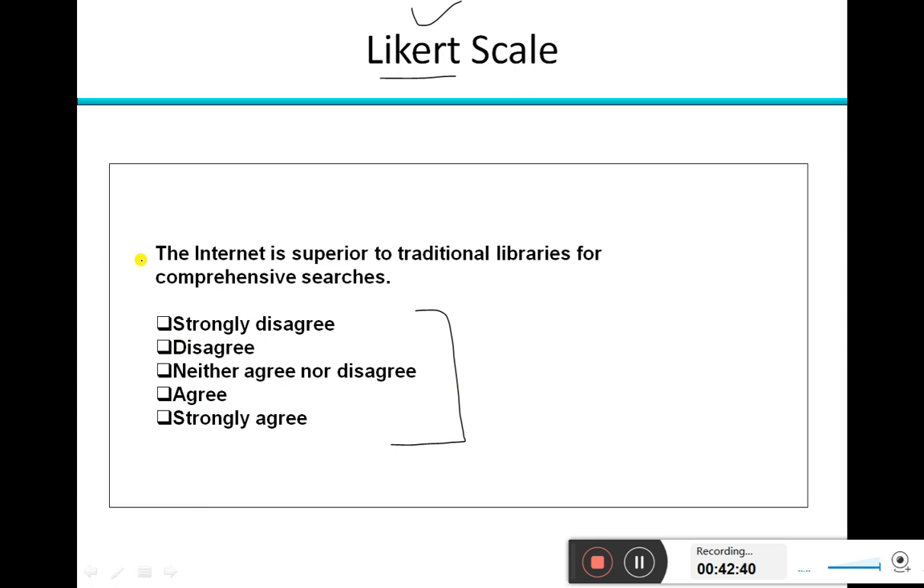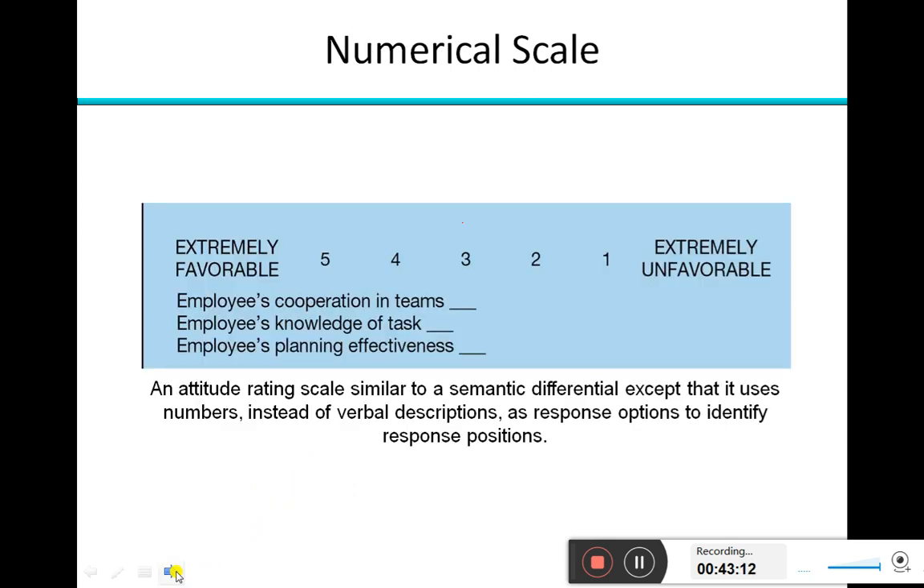Suppose a question: the internet is superior to traditional libraries for comprehensive research. You may say strongly agree, or yes, agree. That type of scale, where we use strongly agree up to strongly disagree, is known as the Likert scale. Hope, inshallah, a bit of the idea will be clear.